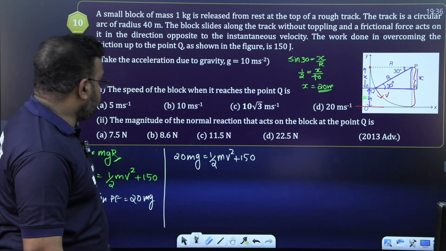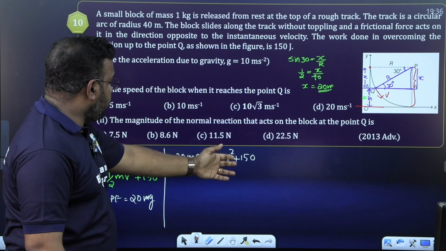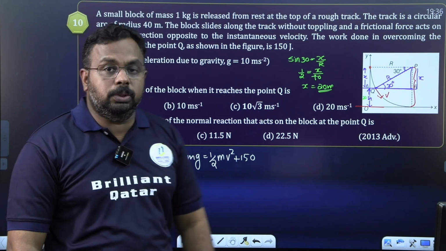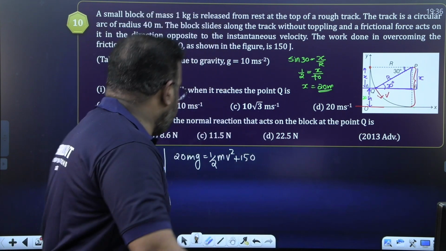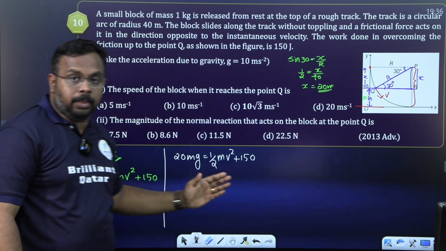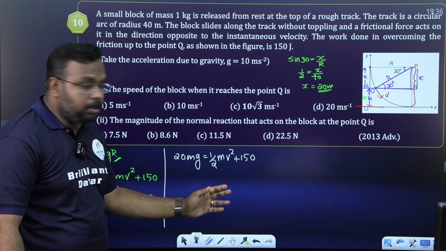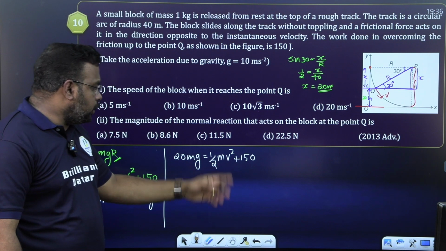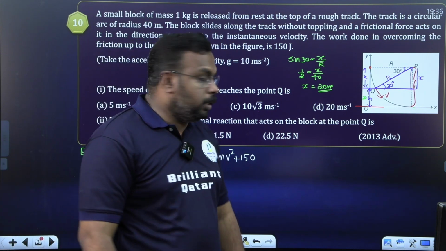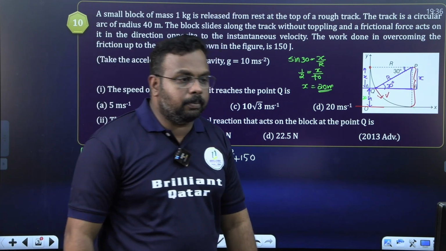Mass of the body is given as 1 kilogram, g is 10. I need the value of velocity. All of you do it and tell me the answer. If any doubt till this, you can ask me. This is the logic of this question. So we need to find velocity. For that you can substitute m and all. Do it.